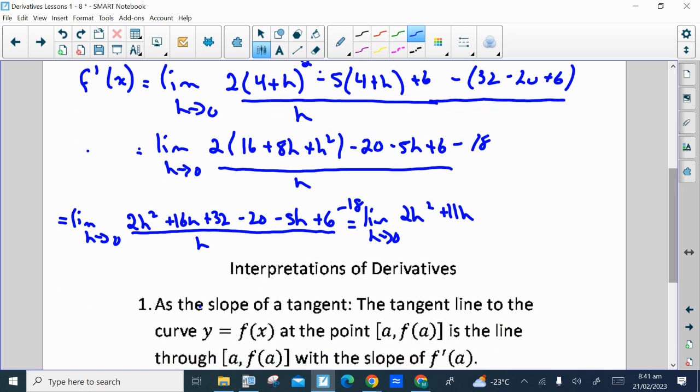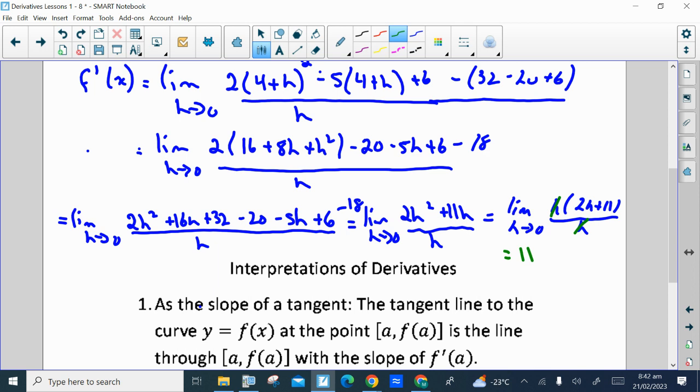And then these 18s cancel. So that gets rid of the constant term. And now we can evaluate this by factoring. There's a common factor of h there, which leaves us with 2h plus 11 all over h. And the h's cancel. And now we can evaluate this when h does equal 0, and the answer is just 11. So there's the value of the derivative of the function when x equals 4.